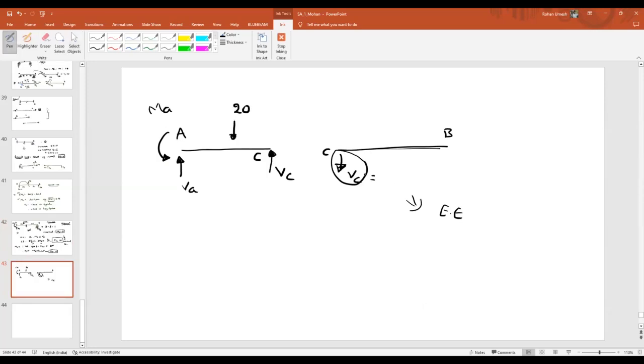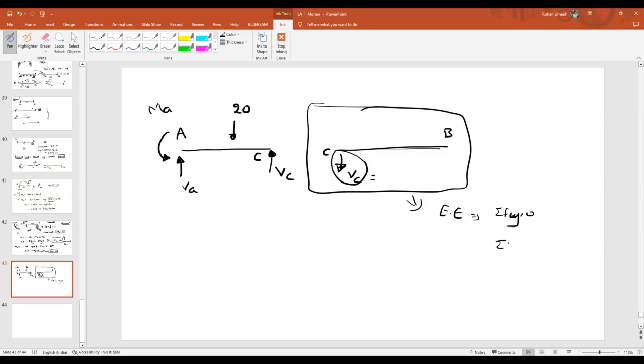Now tell me, what about the reaction here? Can you apply the equilibrium equations for the section CB? What are the equilibrium equations? Summation of x equal to, sorry, summation of y equal to 0, summation of F is equal to 0, summation of moment equal to 0. So what will be the reaction here?